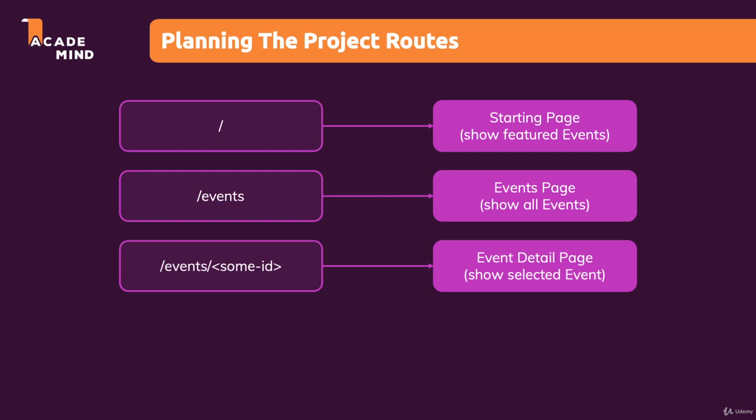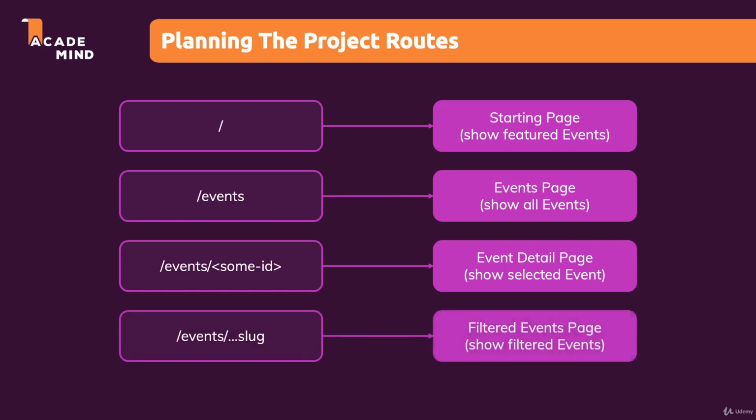And last but not least, I also want to add a feature where users can filter events by year and month so that I can not just see all events or just the featured events, but that I can also search for all the events that take place in May 2021, let's say. And therefore, we'll add another route, another page with such a dynamic slug segment, which will load the filtered events page, where we then show all the events matching our filter here. And we're going to build all these things together in that project.